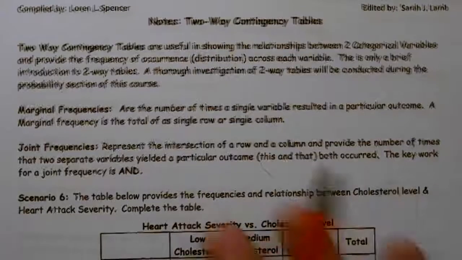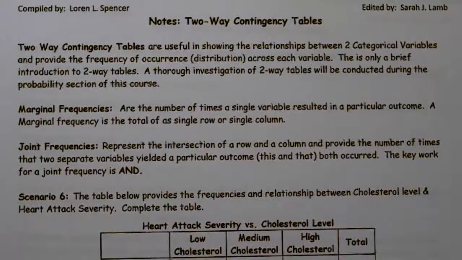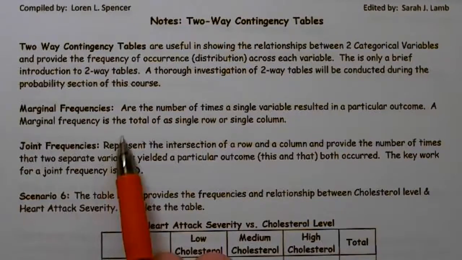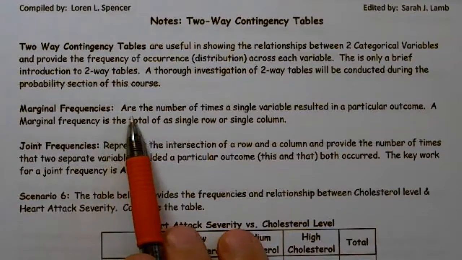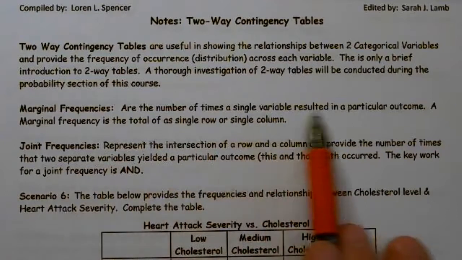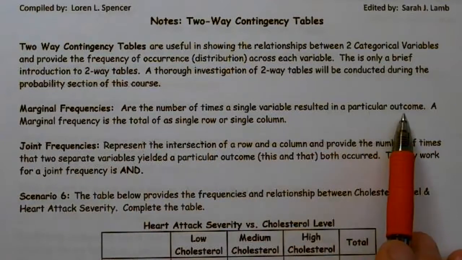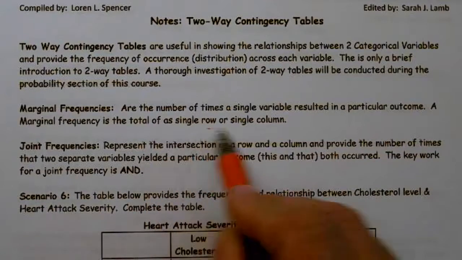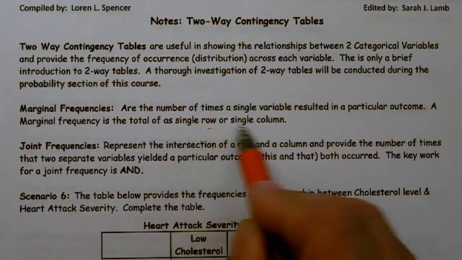And when we go on to probability, which will be the next unit, we'll actually learn how to develop the tables. So this is something we're going to see more of, really important, and also there are SAT questions that match these. So we're going to talk about a few definitions, just a couple very easy ones. Marginal frequencies are the number of times a single variable resulted in a particular outcome, and it's going to be a single row or single column total.